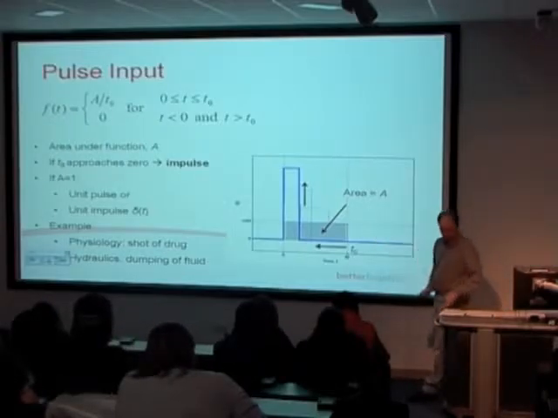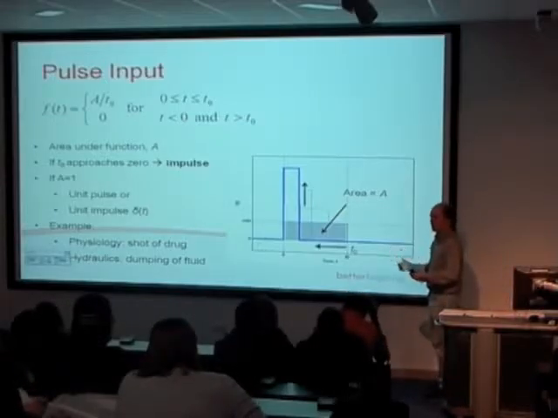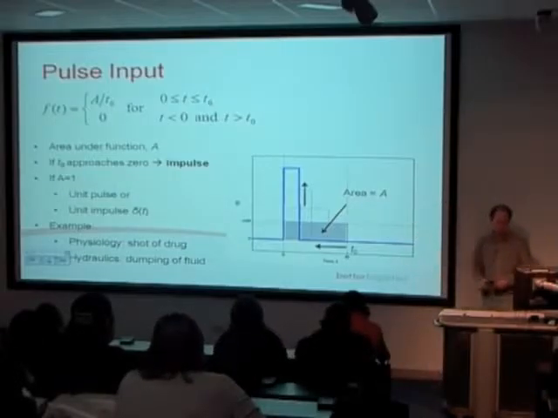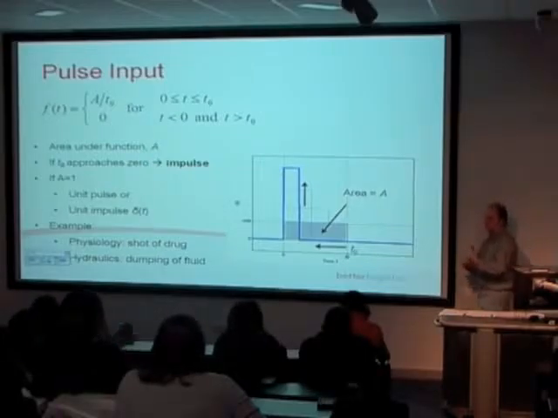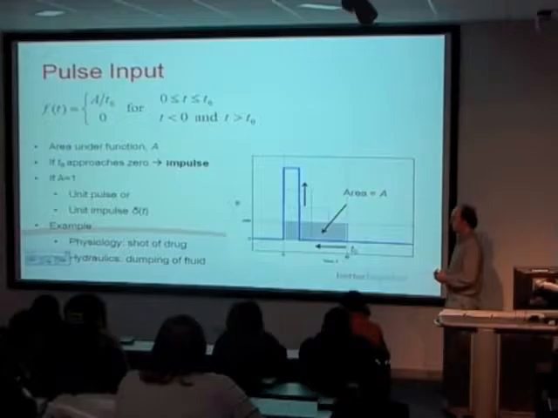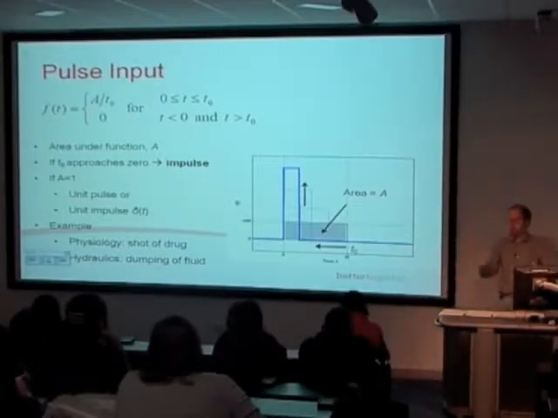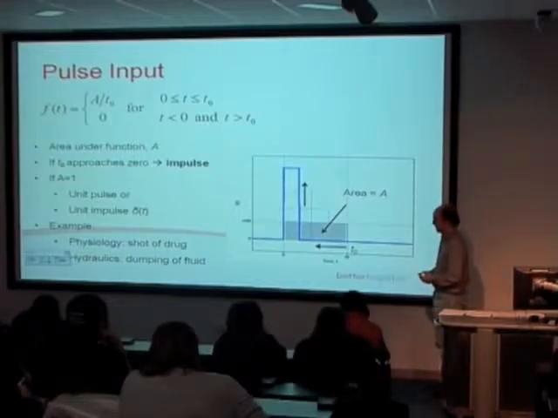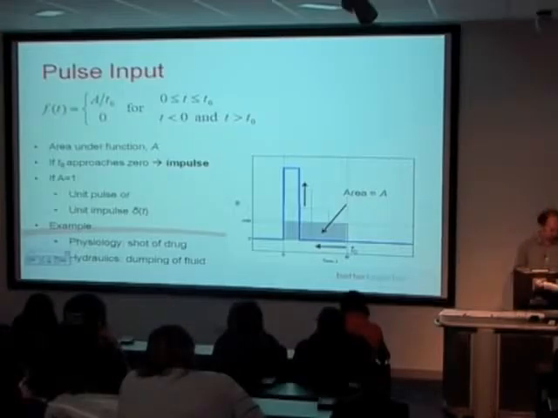And the examples, because I suppose it's a little difficult to understand. Steps and ramps are quite easy to understand, but impulses and pulses are a little harder. Something like physiology, the shot of a drug, where you can model the time that it takes for that drug to travel through your system. Or in hydraulics, another example is that you've got a volume of fluid and you dump it. Obviously that's a sudden drop of fluid. And those things can be represented by impulses and pulses.